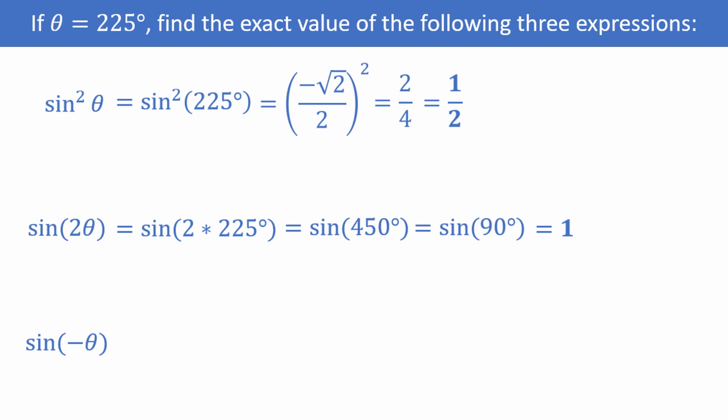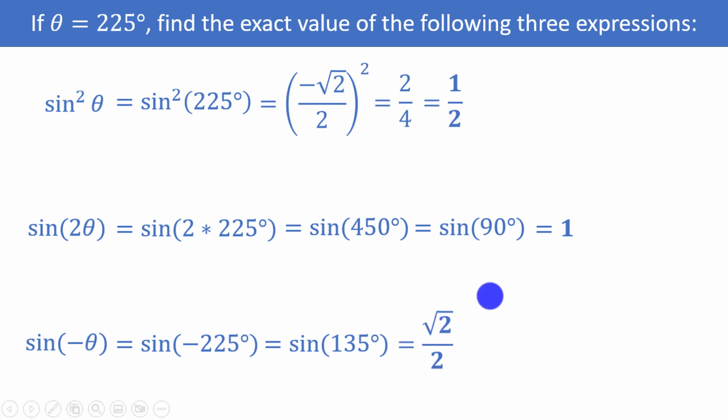Okay, one last problem. We have sine of negative theta. That's the same thing as sine of negative 225 degrees. If we'd like to think of a coterminal angle that is on one rotation of the unit circle, we can add 360 degrees to our argument. We get sine of 135 degrees. 135 degrees is 45 degrees above the negative x-axis in quadrant 2. Sine is positive in quadrant 2, so this is going to be equal to the square root of 2 over 2.